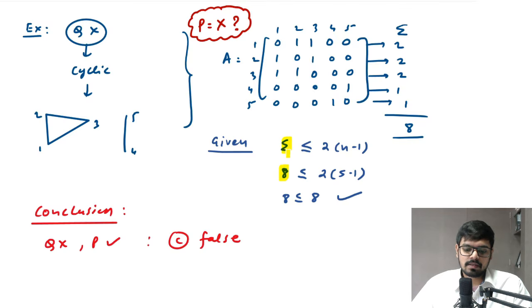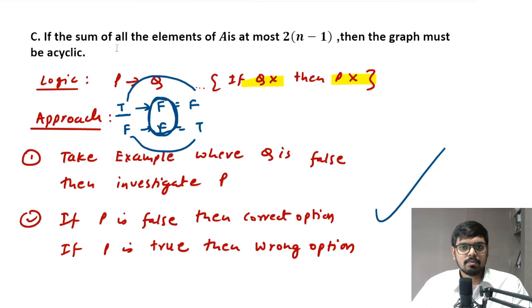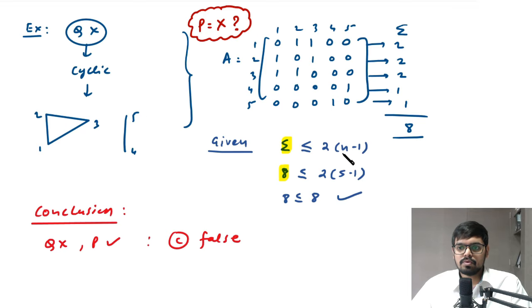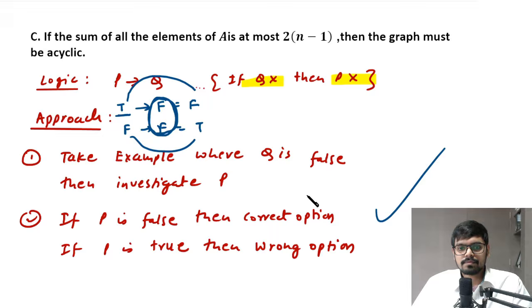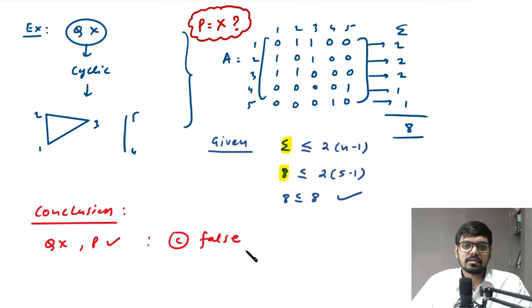But as per the statement, summation is at most, which means less than or equal to 2 times n minus 1. Is it true? N was 5. So 5 minus 1 is 4, 4 into 2 is 8. So yes, this is true. This means Q false, but P is true. Result would be, if P true, result is false. So this statement is false. That is our conclusion. Understood how this technique works?